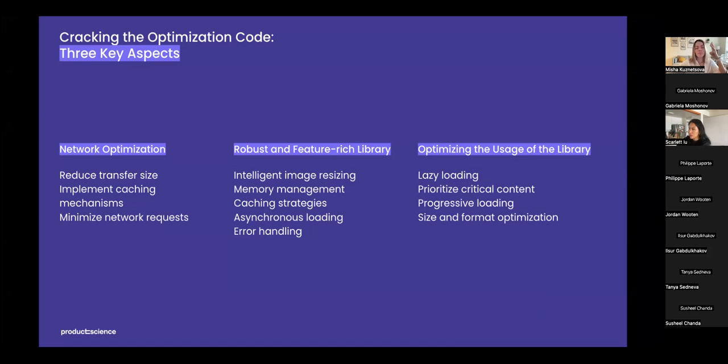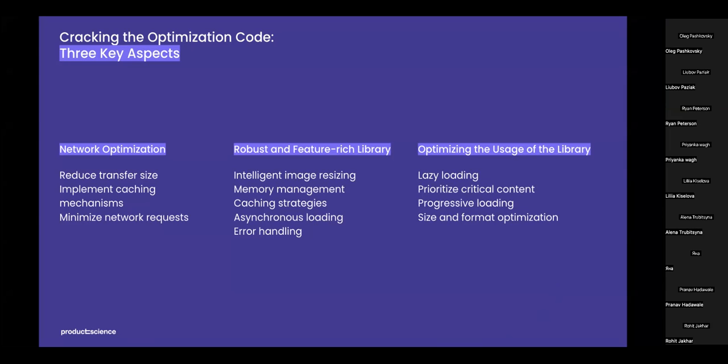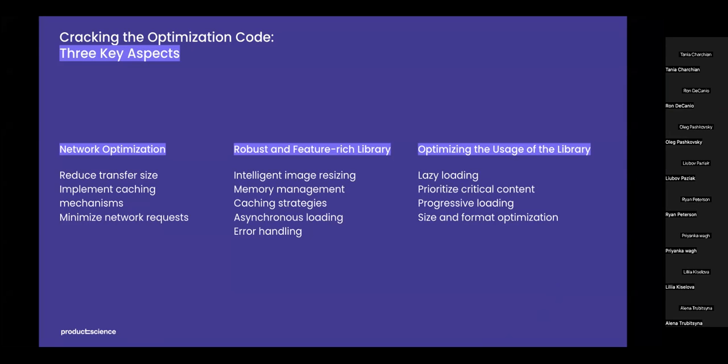And the third one, but the most important one, optimizing the usage of the library. Even with a robust library, the way you utilize it can impact the overall performance. According to my experience, I can suggest the following optimization techniques.